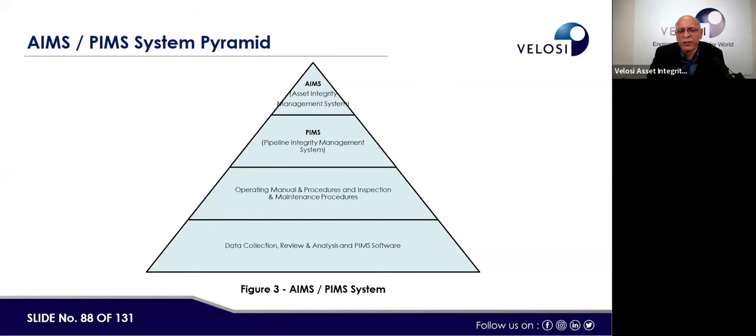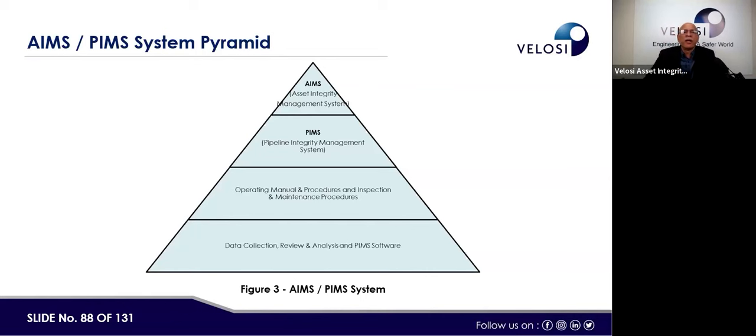So in this way, we will be trying to make this process more interactive. Here, if you see, the triangle has four layers. First is the AIM system, Asset Integrity Management System. What we are saying here is that the PIM system is not independent of the AIM system. It is a sub-part of the AIM system, AIMS, Asset Integrity Management System.